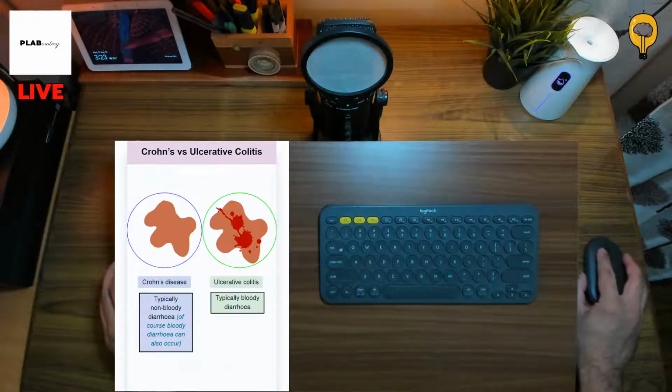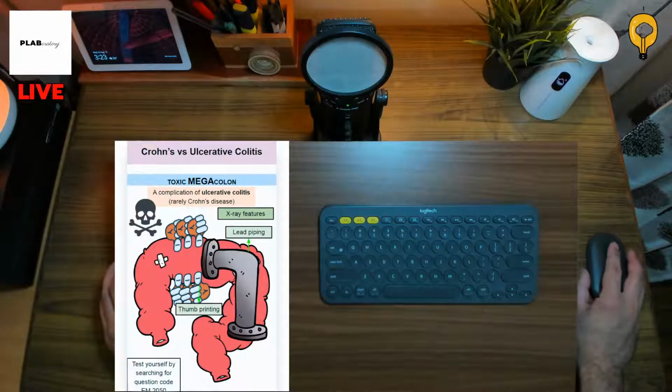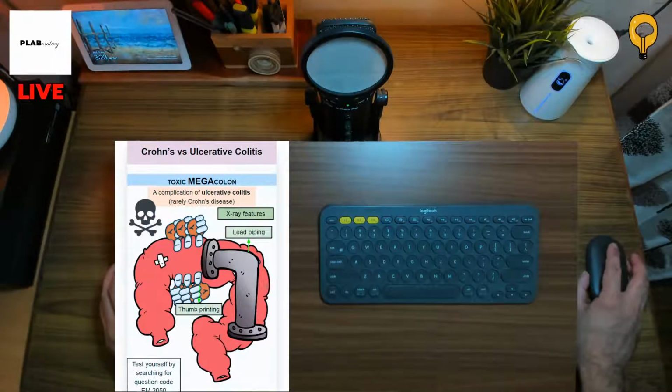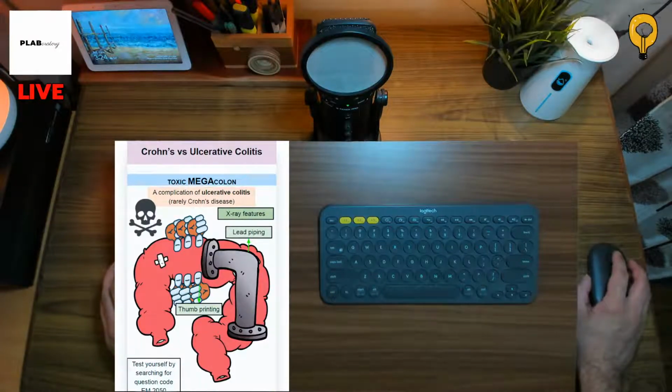Crohn's disease, typically non-bloody type of diarrhea. Bloody can also occur. Ulcerative colitis, typically bloody diarrhea. Toxic megacolon, which is a complication of ulcerative colitis, rarely Crohn's disease. X-ray findings would be lead pipe appearance or drain pipe appearance and thumb printing.